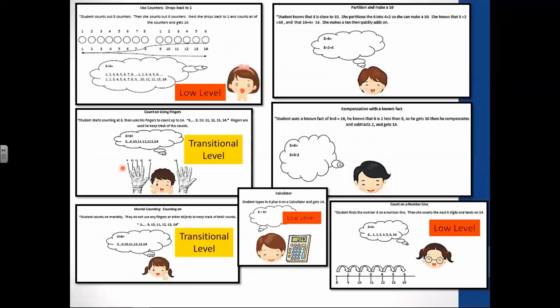The next ones are the transitional ones, and sometimes we'll say, okay, students are using their fingers, it has to be a low level. The way that this student is using their fingers is not necessarily a low level. They're counting on, they're going 8, 9, 10, 11, 12, 13, 14. They're just keeping track of the counts.